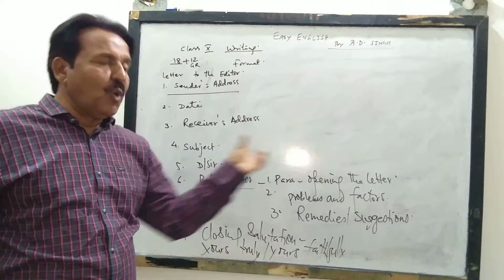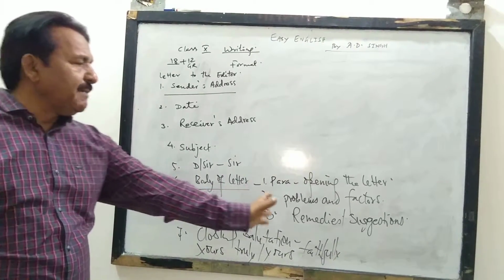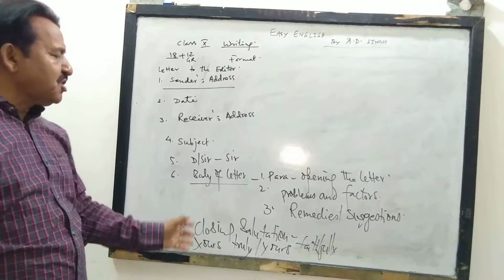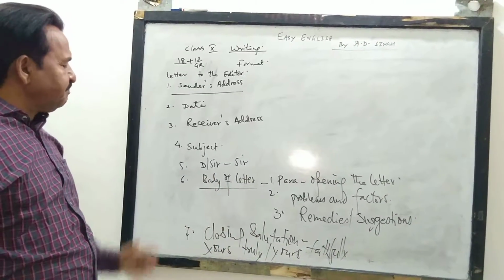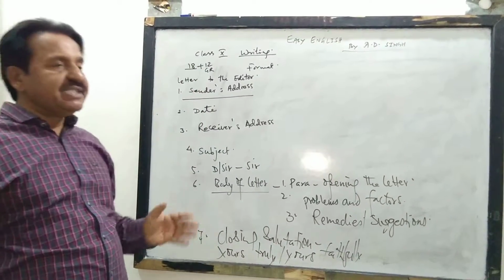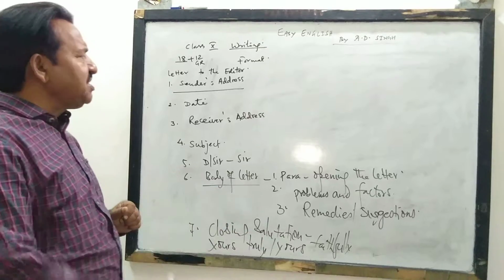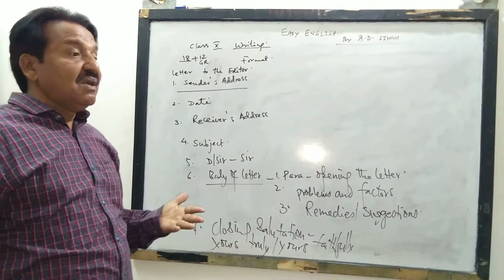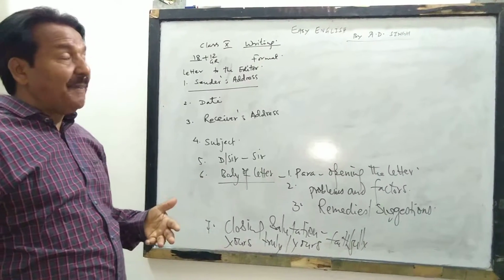First, opening the letter, opening the topic. Second, problems and factors. Third, remedies and suggestions. And at last, closing salutation, that is yours truly or yours faithfully. And this is how a letter is written. Now then you can ask, sir, like last year questions, discuss, sir, what are the ways we can just open the letter? Different ways to open the letter.